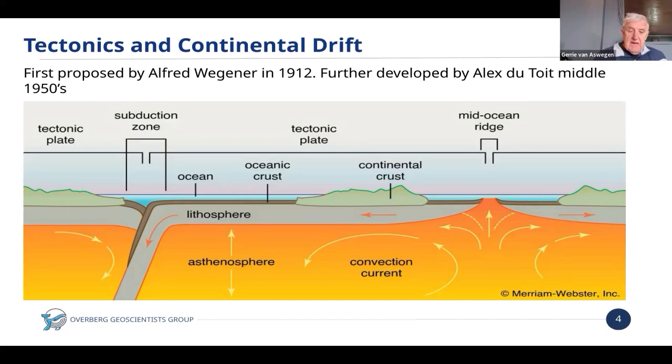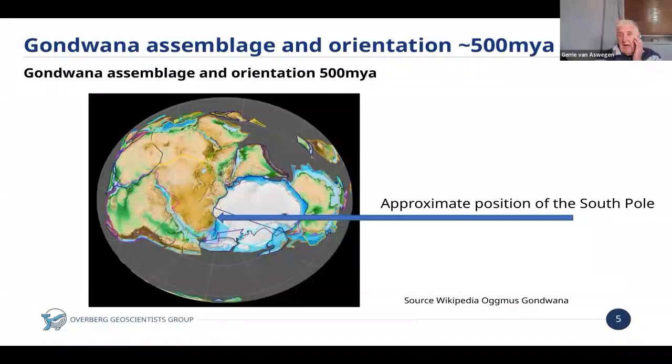Having accepted that things move around, tectonic movement is real, and that continental crusts collide with each other and create mountains, which then get worn away, we can move on and have a look at the orientation of Gondwanaland. Gondwanaland came together around 500 million years ago.